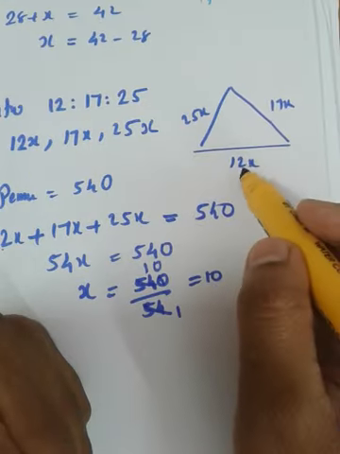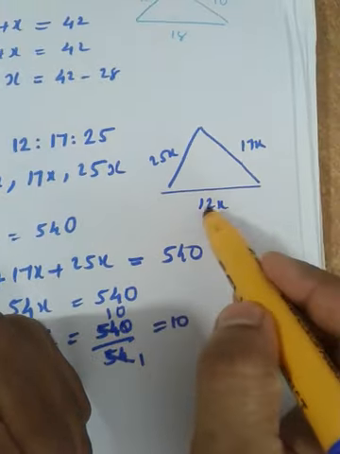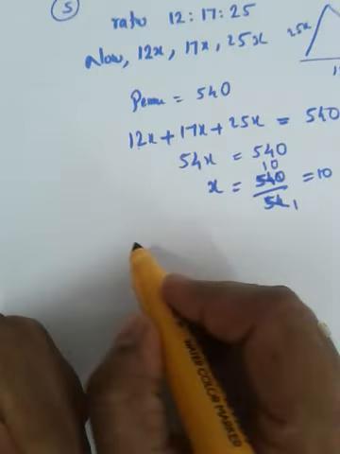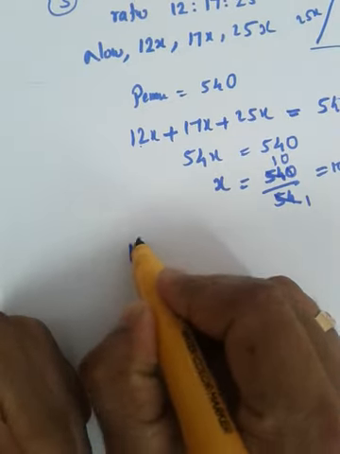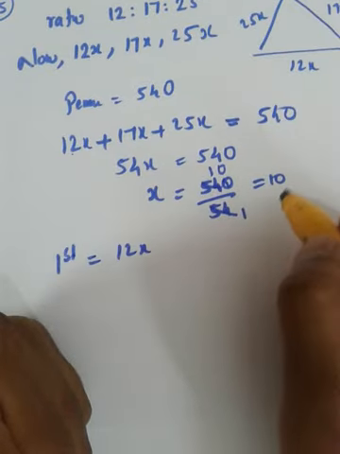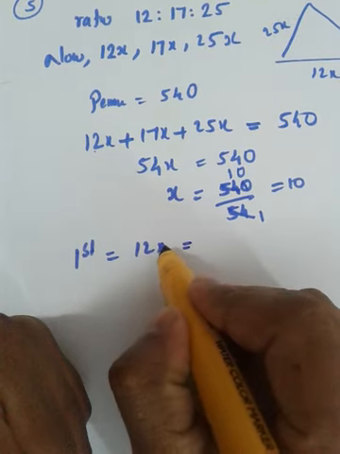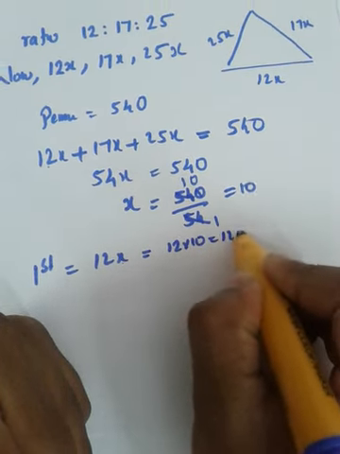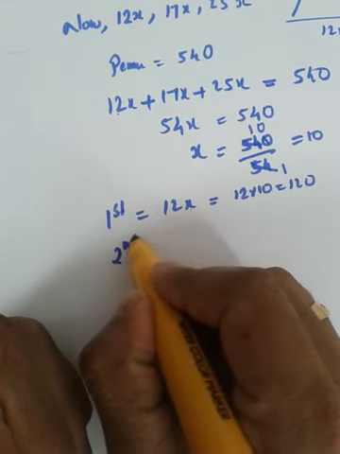Now we can substitute the value here, and we will get the lengths in terms of numbers. So what is the first side? It was actually 12x. Now we got the value of x as 10, so we can replace x with 10. It becomes 12 into 10, that is 120. Similarly, we will get the second side.